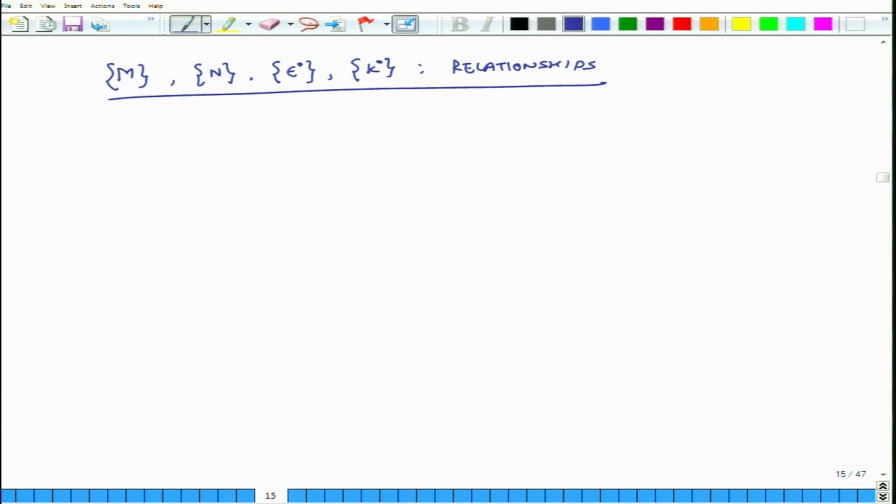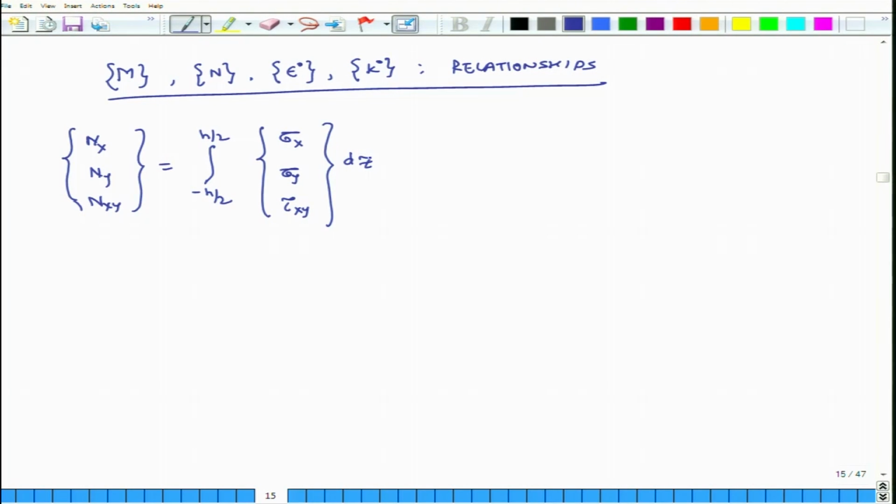So, first we will start with force resultants. We have shown that Nx, Ny, Nxy is equal to the integral from minus h by 2 to h by 2 of sigma x, sigma y, tau xy times dz. This is what we have developed. We have developed 3 different equations, but here we have just combined them into a single vector equation.